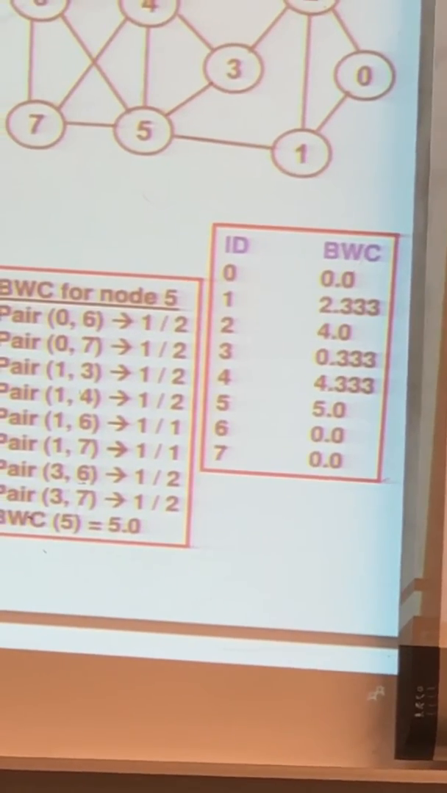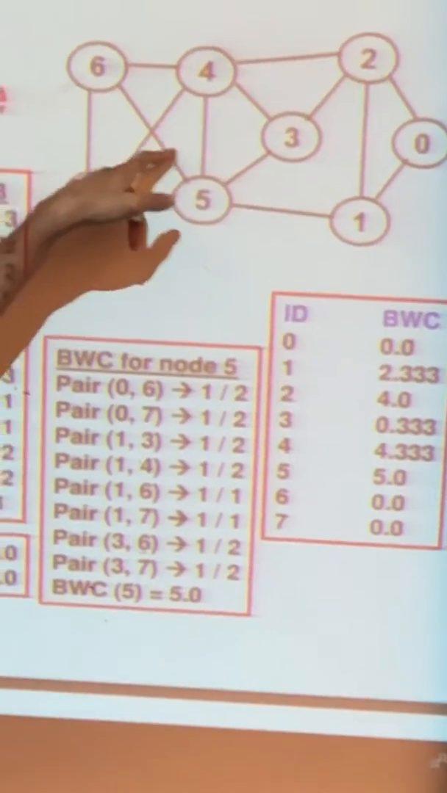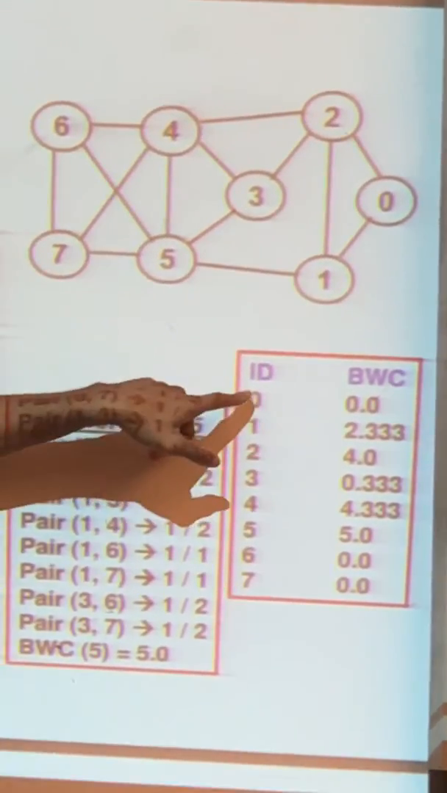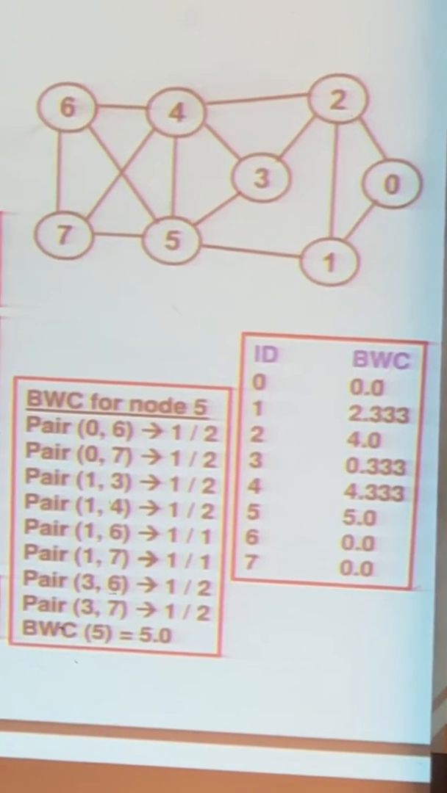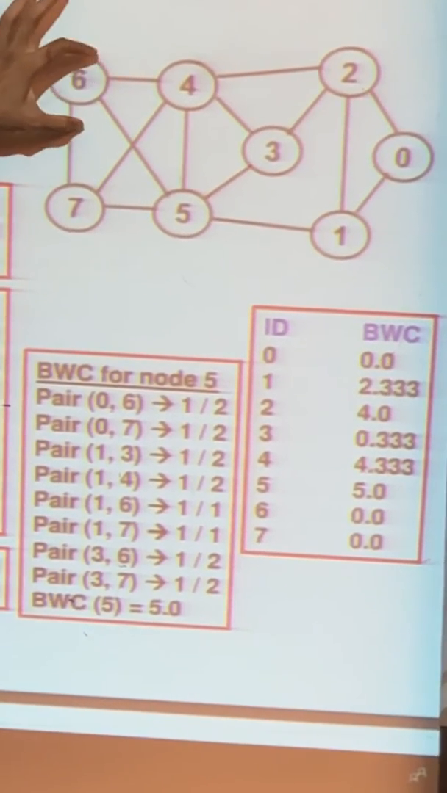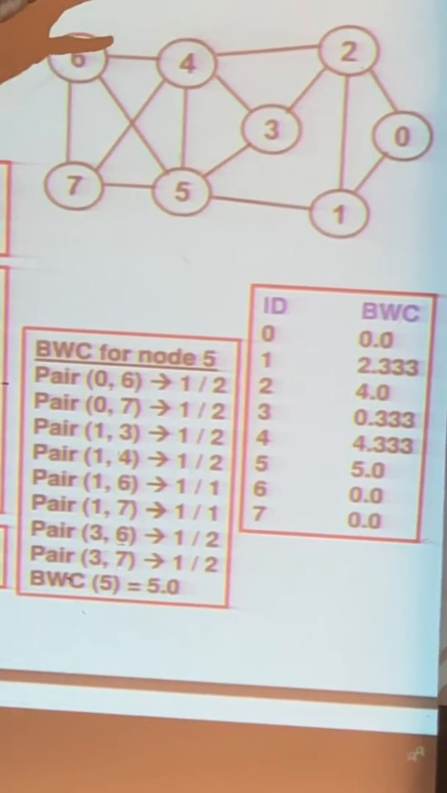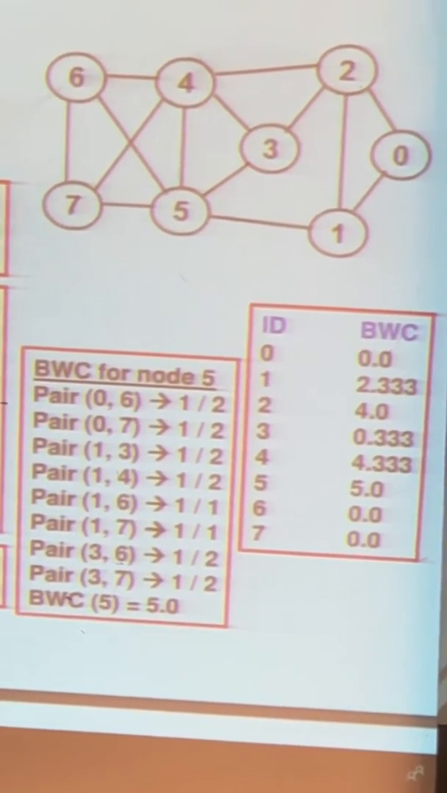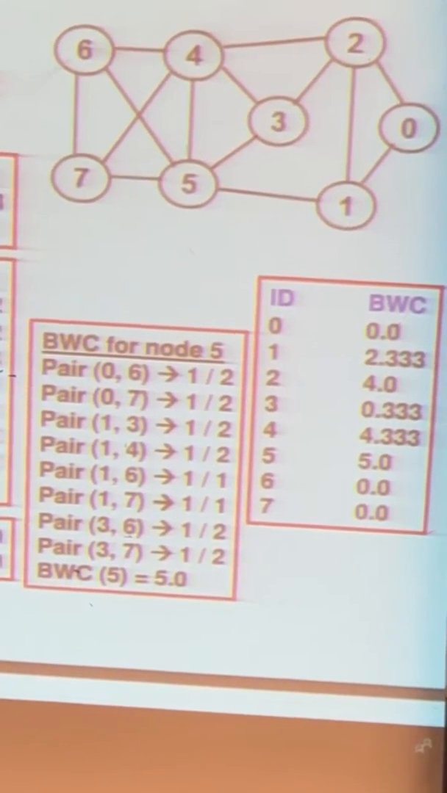So you find out that vertex 5 has the largest betweenness centrality. Okay? And you see that 0, 6 and 7 have betweenness centrality of 0. So even for vertex 6, none of the other vertices need to go through vertex 6 for shortest path communication. Same thing with 7. So those vertices have 0 betweenness centrality.